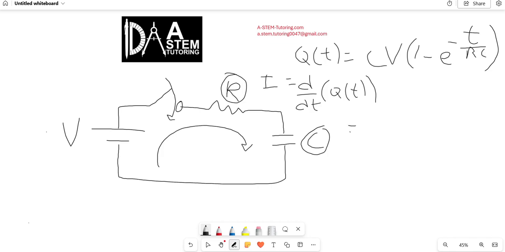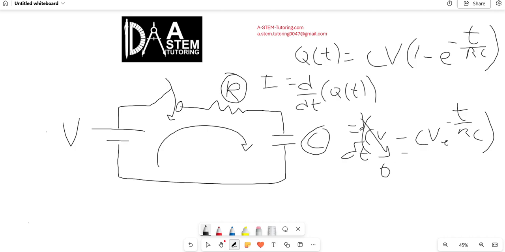So we would get, let's see, first of all, we can multiply this out to get CV minus CV e to the negative t over RC. And we're taking the derivative with respect to time of this quantity. Well, CV is a constant, so that drops out when we differentiate. This term here, though, has an e to the power of, so we will use what we know about derivatives of an exponential.